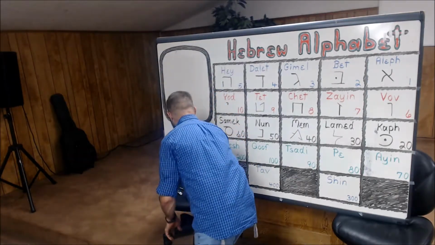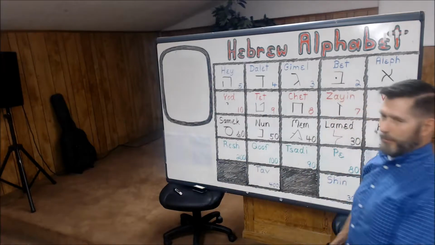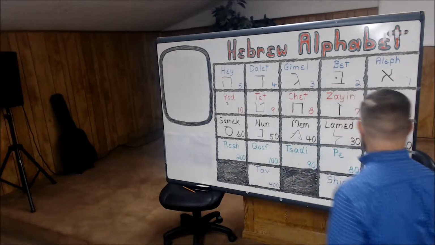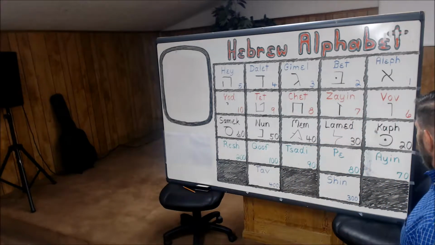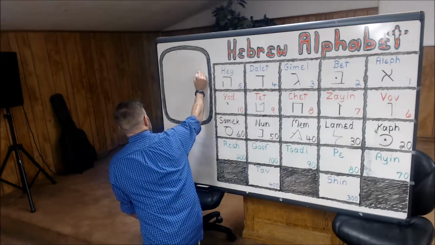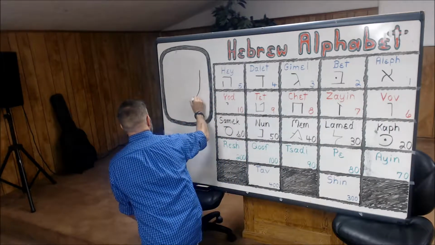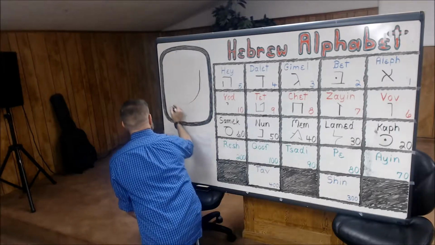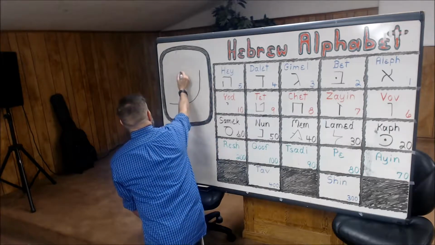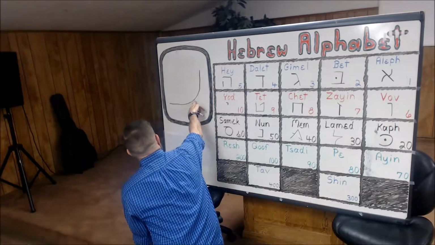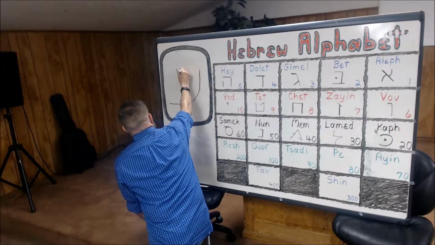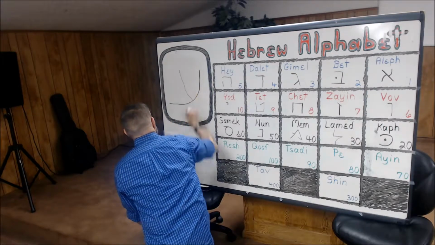And now we're starting the last set of five, and the last two will be just a piece of cake for you. The numerical value of the ayin is 70, and the ayin is made like this. Make like a backwards L with a curve to it, like that. Can y'all see that okay? And then you come up here, and right here is the center of this backward L.